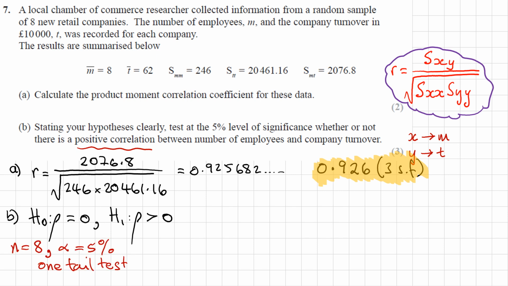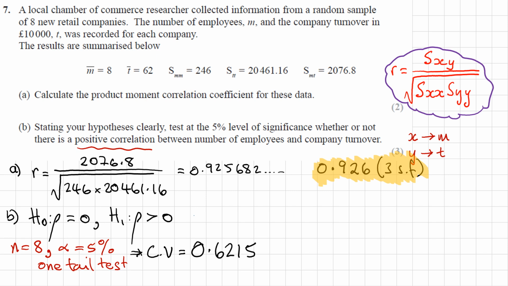So since n is 8, the significance level is 5% and it's a one tail test, we can use this to get the critical value. In my formula book it's on page 37, so I go to n is 8 and 5% significance level, and I get a critical value of 0.6215.